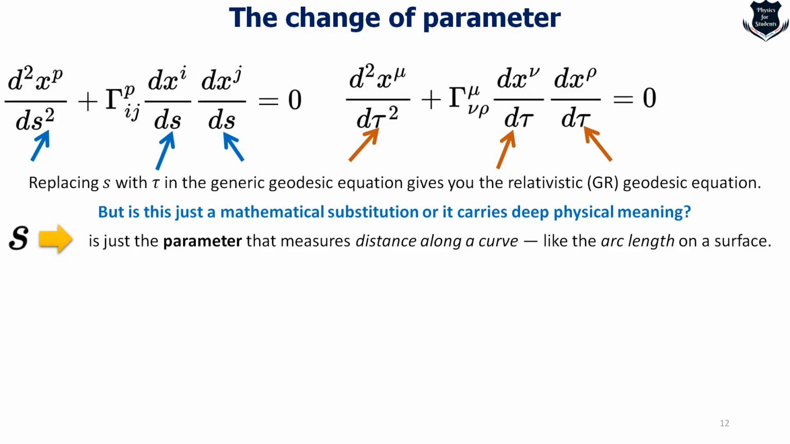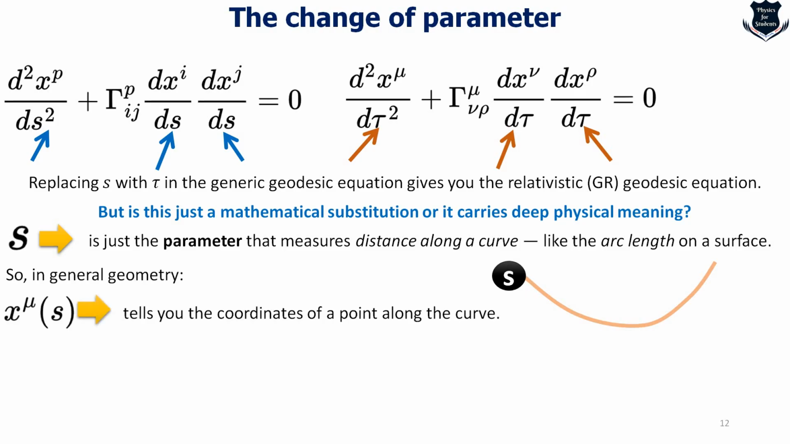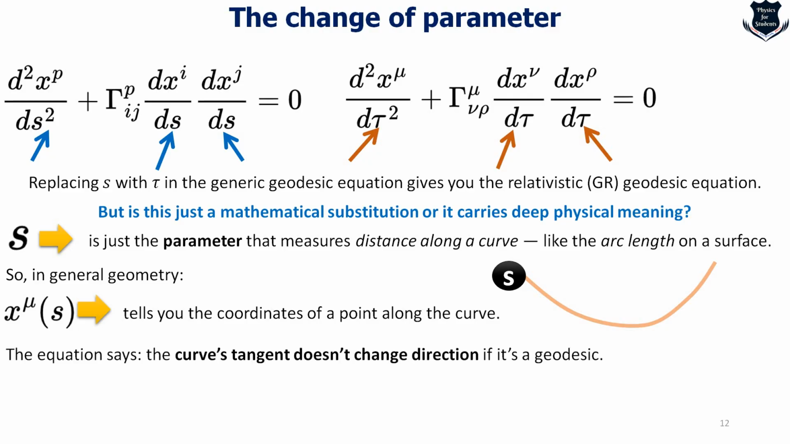That means you are walking from your home to the nearby shop. It is just the distance along a curve, which is called the arc length on a surface. So this is the arc length, and if I animate, it will move from here to here. Simple. Now in general, this x^μ(s) actually tells you the coordinates of a point. So this equation says that the curve's tangent does not change direction if it is a geodesic. That's it. It is purely a mathematical statement. Again, we are making a transition from mathematics to physics, but so far it is purely a mathematical statement.